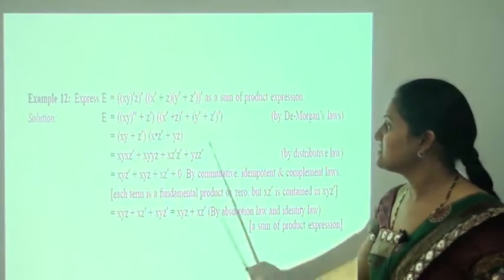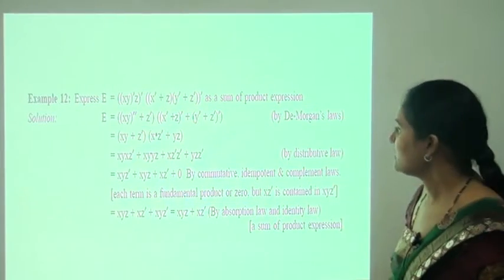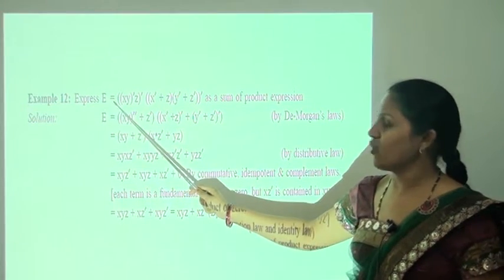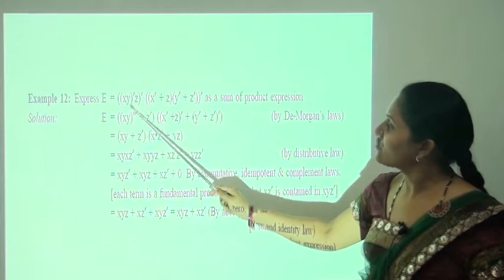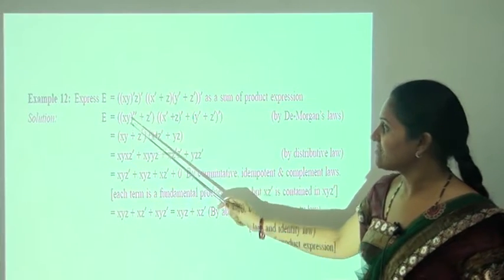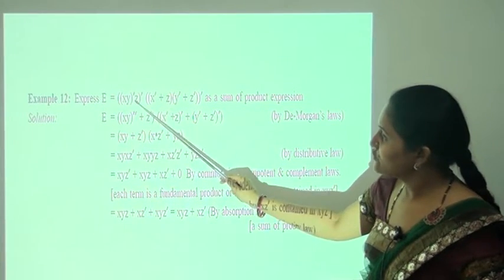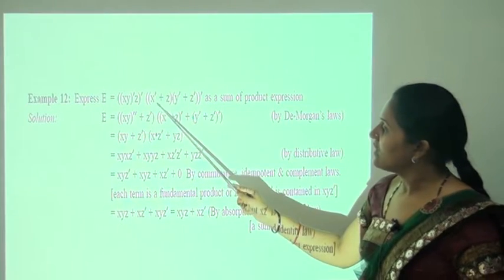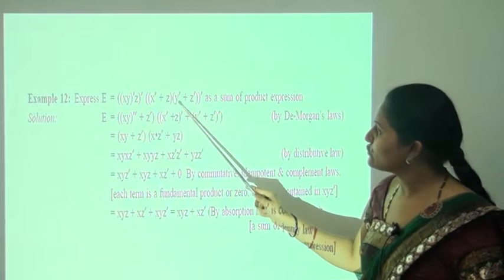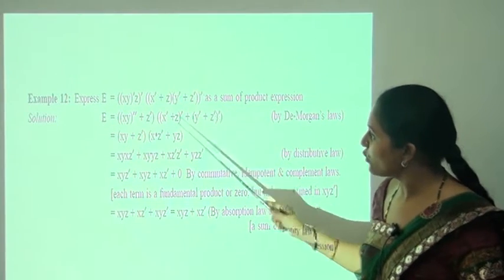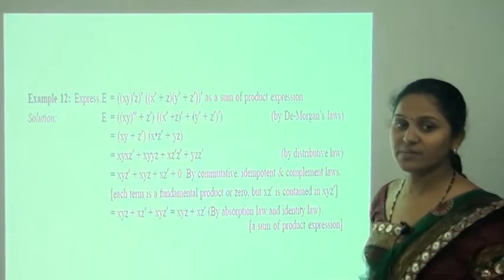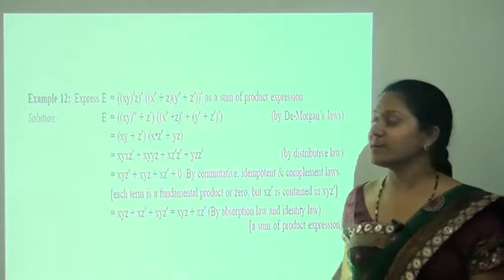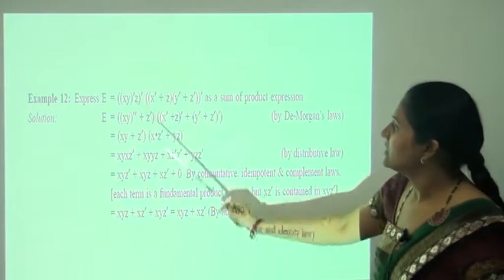Now this is another example. Here the question is: express E equal to the complement of (xy)(z) whole complement, that is, the whole complement of x complement plus y, into y complement plus z complement, whole complement, as a sum of products expression. So what is the solution of this?